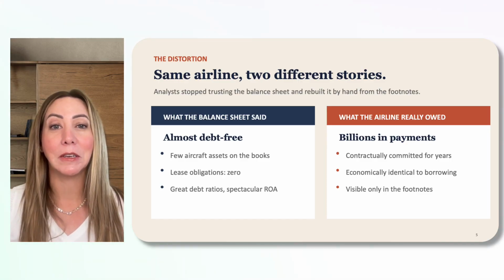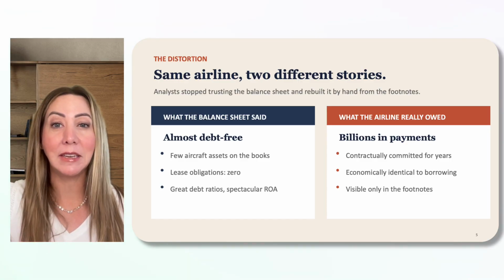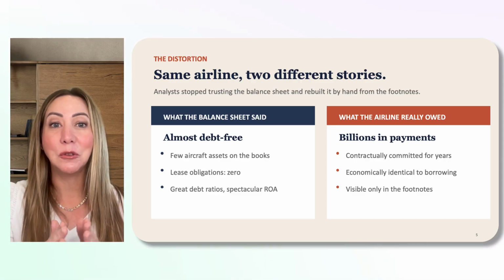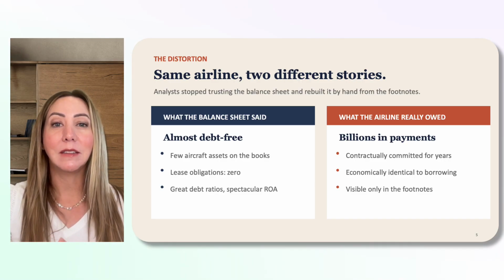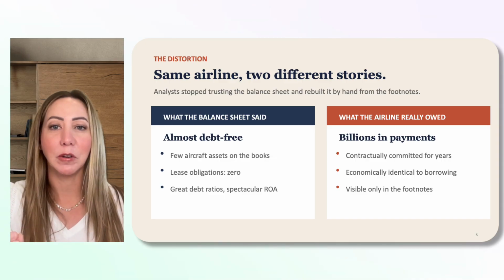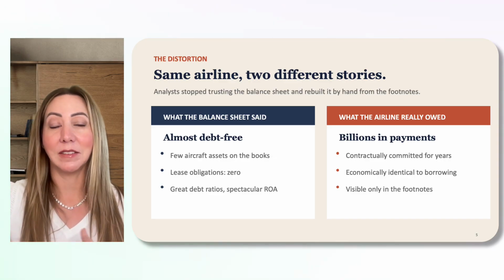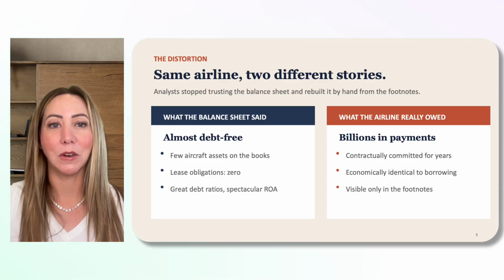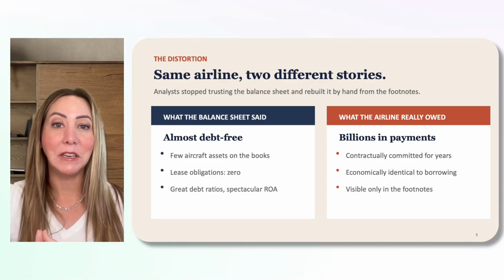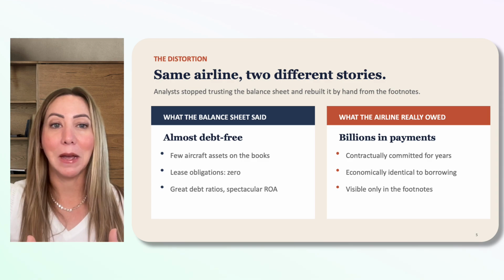An investor comparing two airlines, one that borrowed its fleet and one that leased its fleet, would see two wildly different balance sheets for two economically similar businesses. The leasing airline looked almost debt-free. Its debt ratios looked great. Its return on assets looked spectacular because the assets weren't even on the books. The distortion was so severe that analysts stopped trusting the balance sheet altogether.